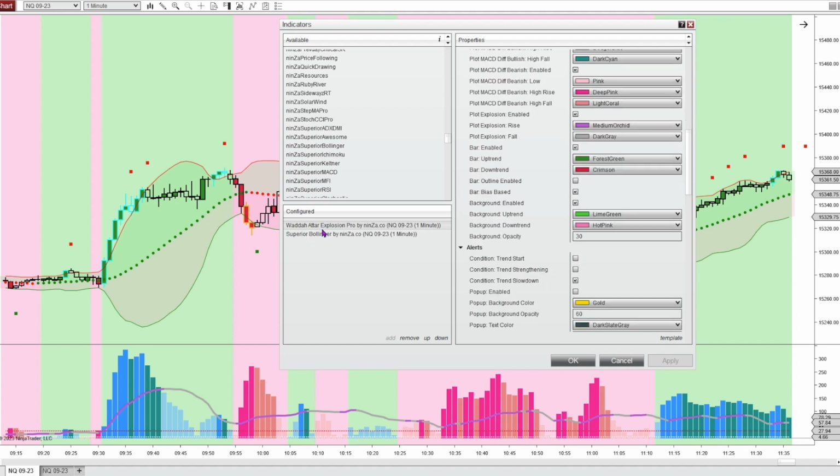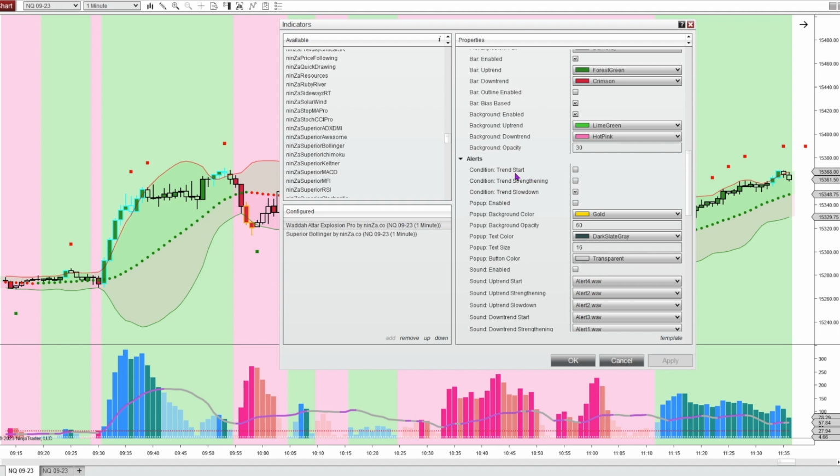So the WA Explosion is printing the bar colors, either green or red. Got forest green and crimson. It's also painting the background. Got lime green and hot pink for the uptrend and the downtrend. It's got 3 different signals it'll print: the trend start, trend strengthening, and trend slowdown. The only one I have enabled is the trend slowdown, which is printing these little squares.